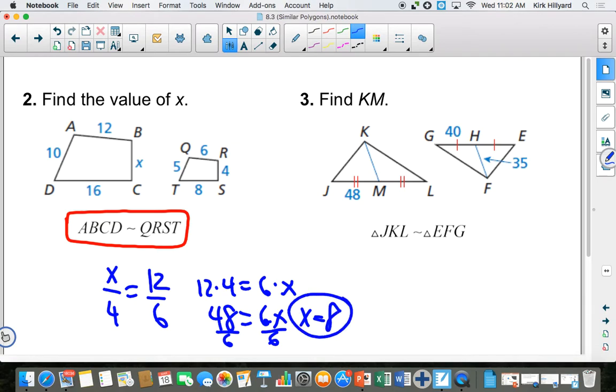Okay. Looking at this particular problem here, they want you to find KM. So they want you to find this here in the blue. So we can call that x, if you will. So x is to 35 as 48 is to 40. And when we cross multiply, you get 40x is equal to 48 times 35. You can do that problem in your calculator and come up with the answer. It's one that's not too tough.